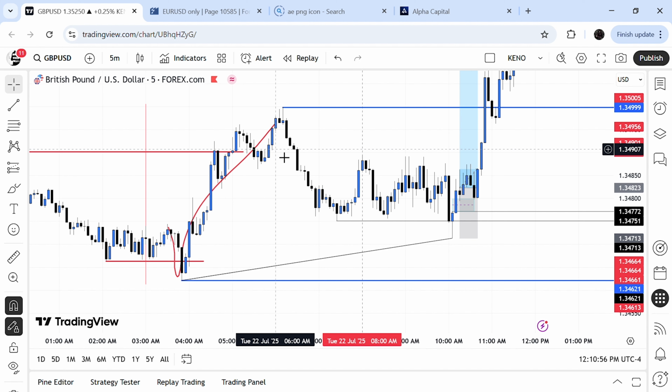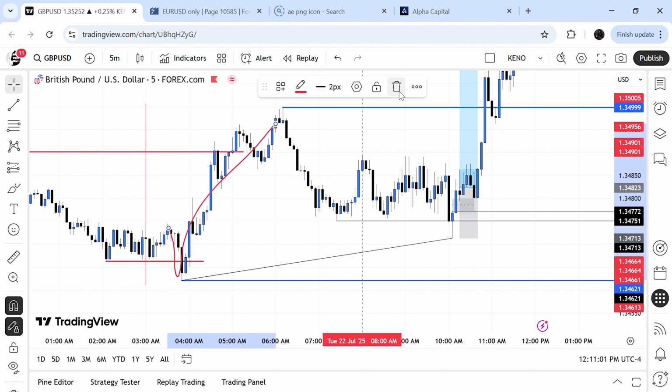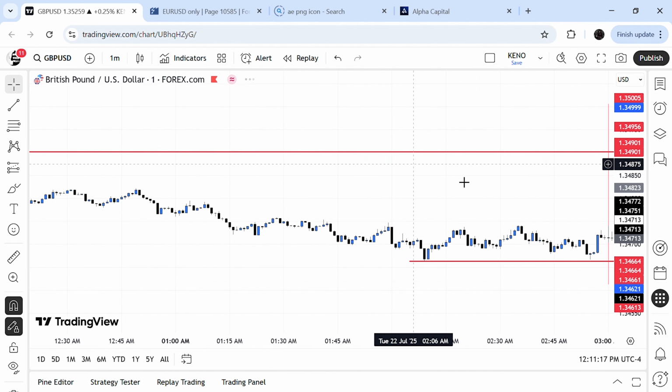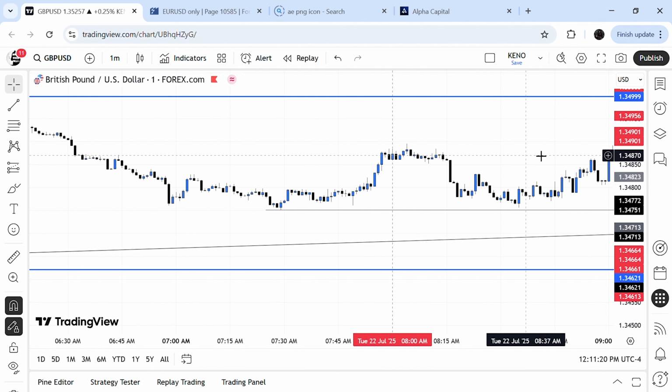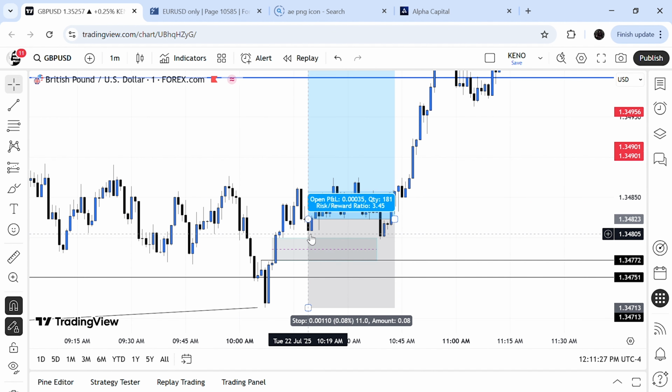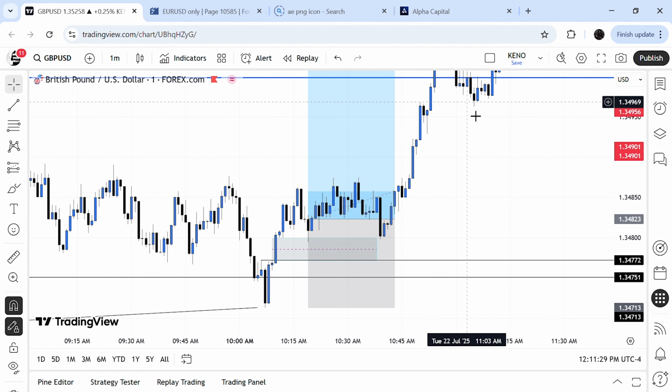So I saw that, but I needed to identify where the next draw on liquidity would be for New York session. So I realized that we had liquidity here. When market swept the liquidity right here, there were entries on the 1 minute time frame right here. Breaker structure, fair value gap. We validated the fair value gap and we started heading upwards.